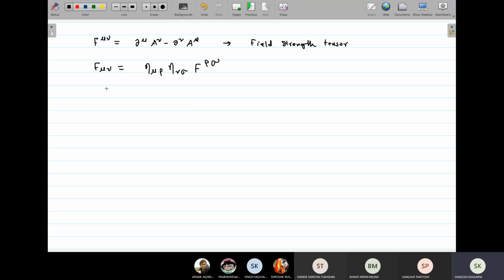So the next thing after you define this field strength tensor is to write the Maxwell's equations. So far we are not discussing the dynamics of the electromagnetic field. In this sense, the electromagnetic field which occurs here was assumed to be external. There is no dynamics at all in the electric and magnetic field. So now we will discuss the dynamics of the electromagnetic field.